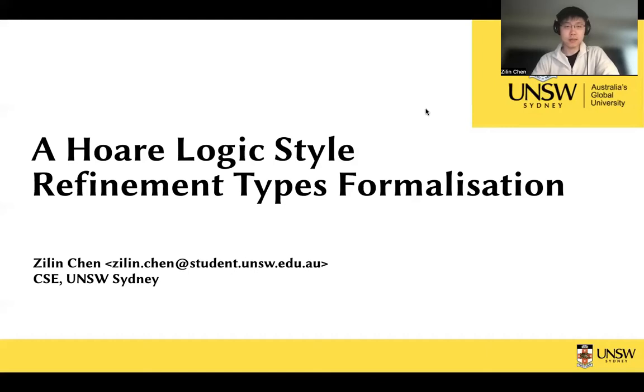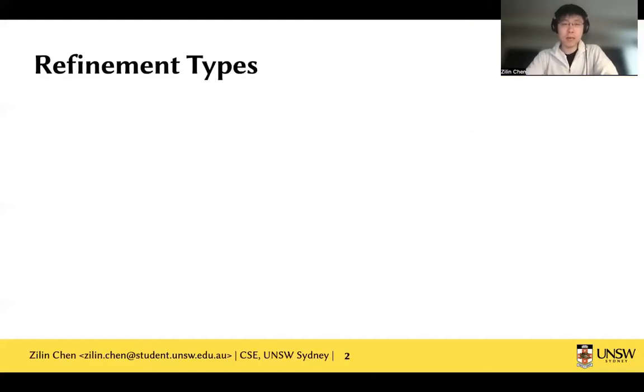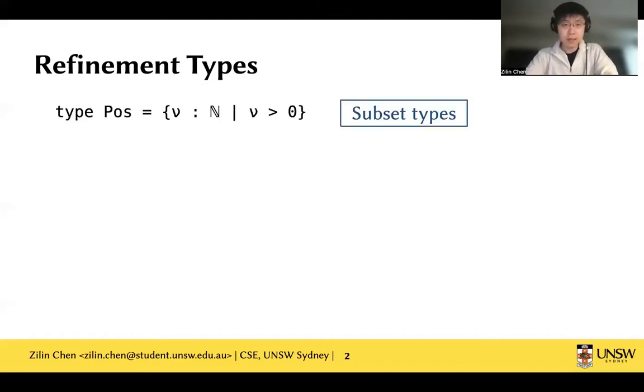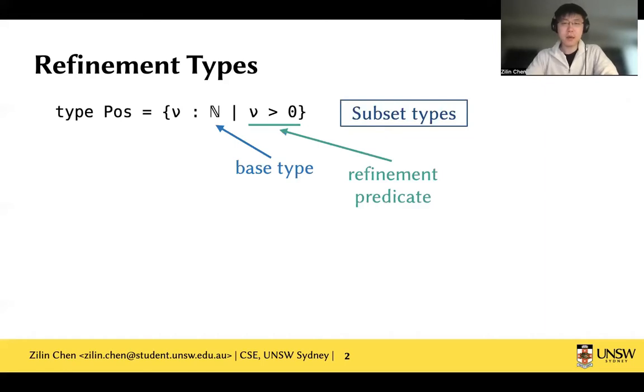Let's get into it. What are refinement types? In this work, I use the term refinement types to mean subset types. Imagine that we want to define this positive natural number type. This type is divided into two parts. One is the base type, nat, and another one is a refinement predicate, which tells us how we want to refine this type. It says that the value of all the inhabitants of this type has to be greater than 0.